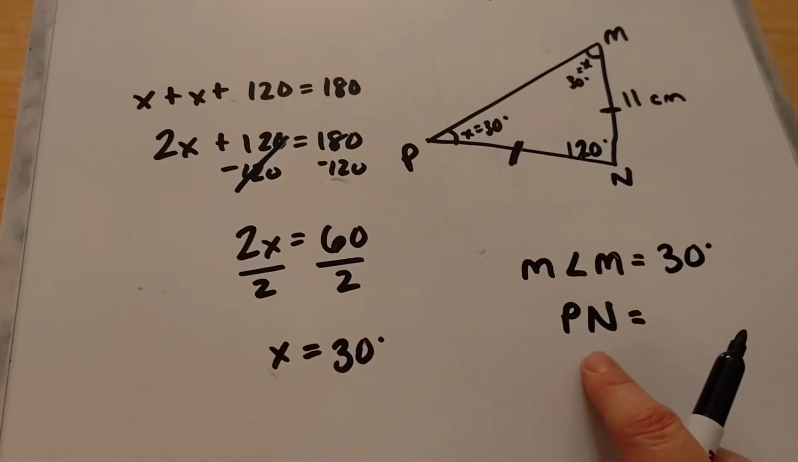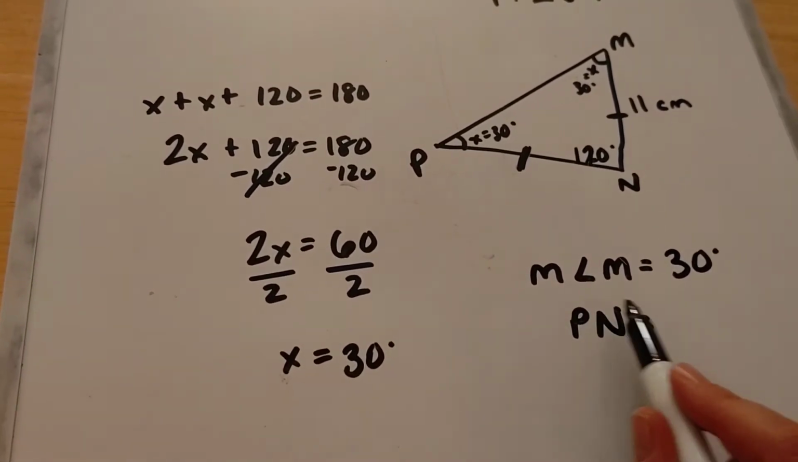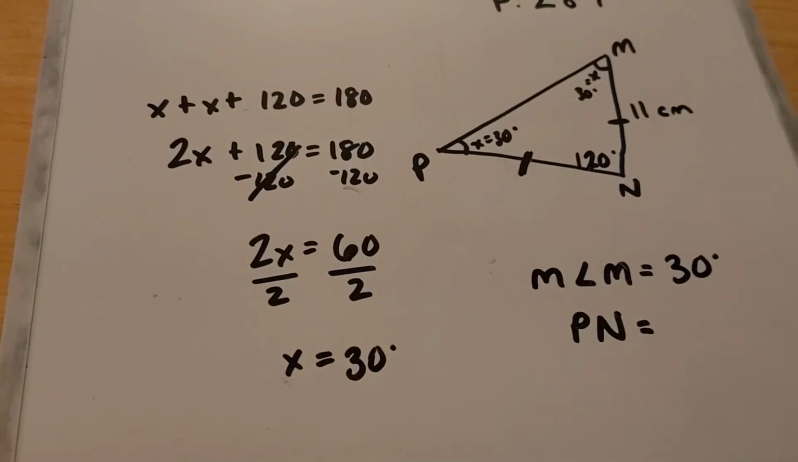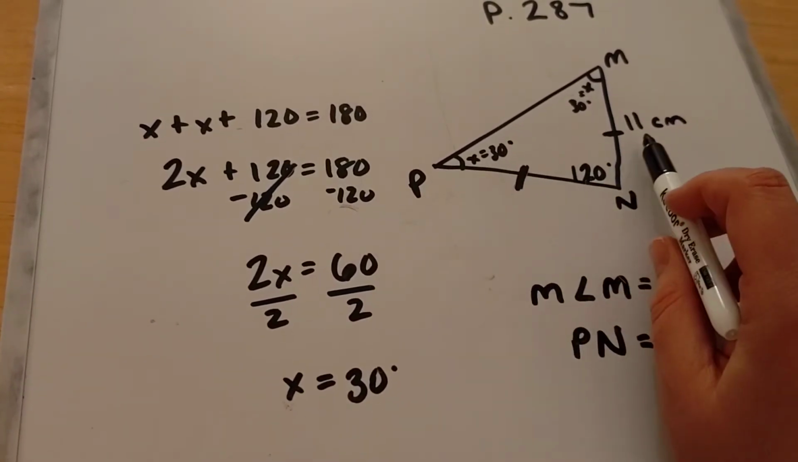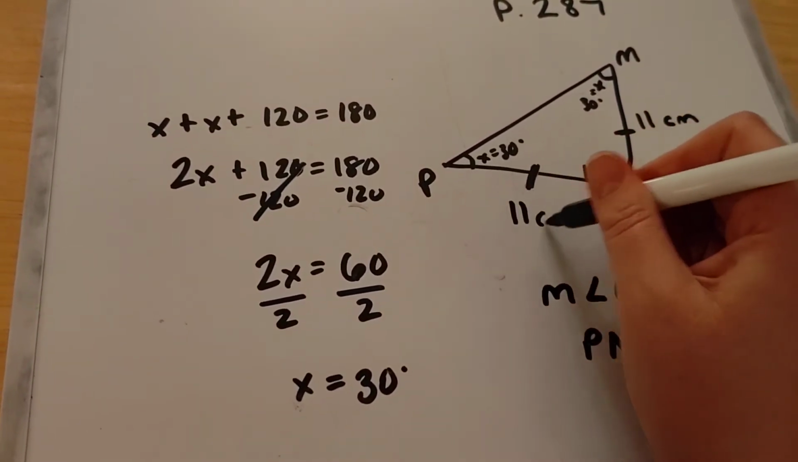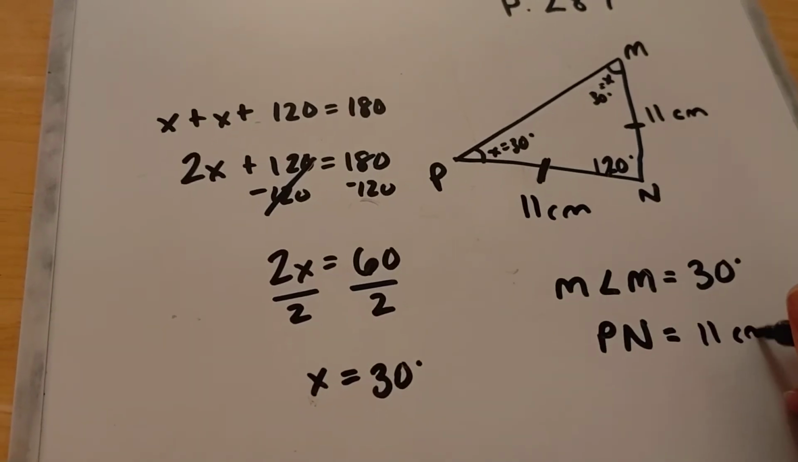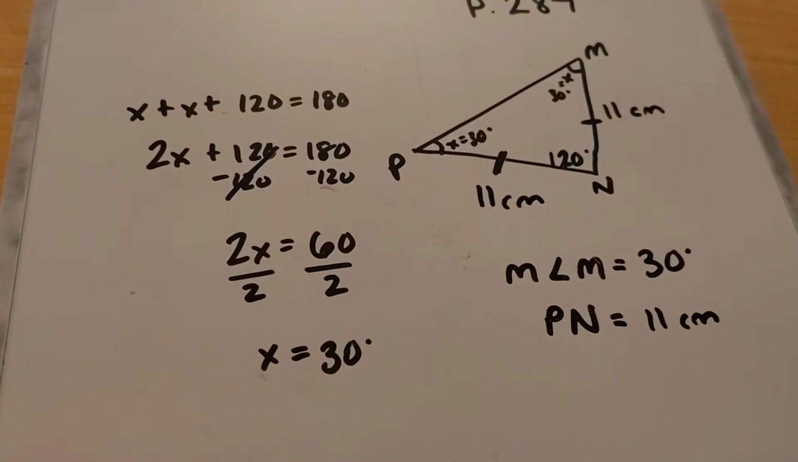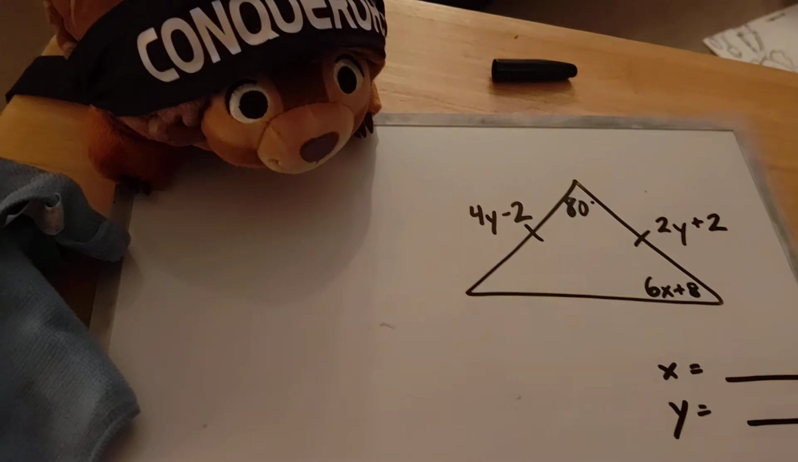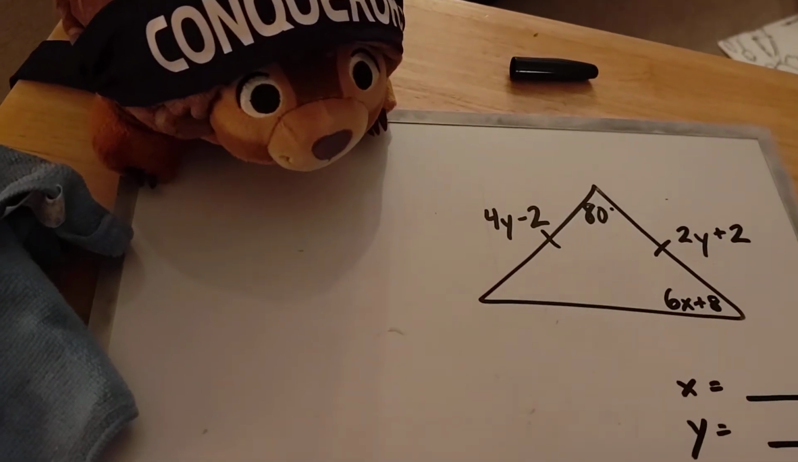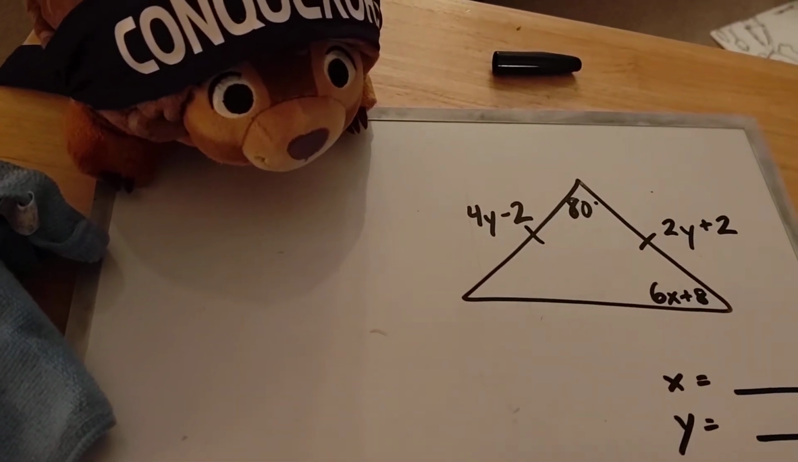What is the length of segment PN? See how there's no line written above here? This is actually asking me the length of PN. And it must be the same as this, so 11 centimeters. All right, moving right along. All right, we are now at the diagram at the very bottom of page 287 where it says guided practice.